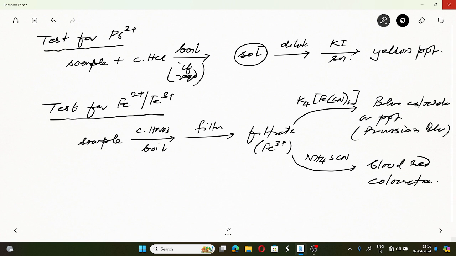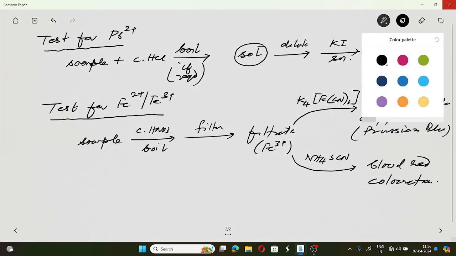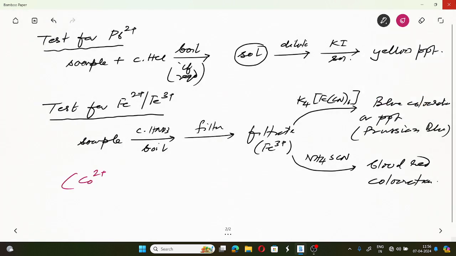If your sample is mixed with Co2+, suppose you are provided with a mixture of Co2+ and Fe3+, you know that you'll be provided with mixtures in your exams. If Co2+ is present and you perform a similar experiment, then what will happen? With ammonium thiocyanate, Co2+ will give an intense blue coloration.